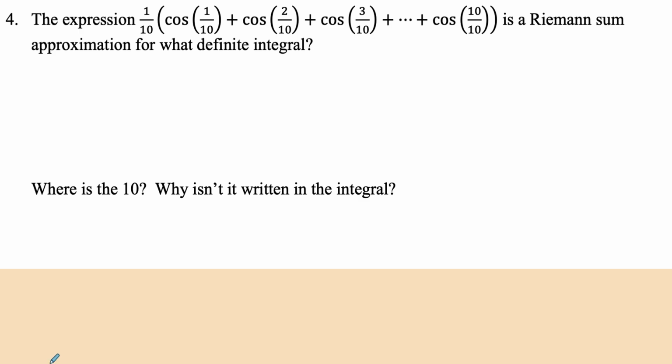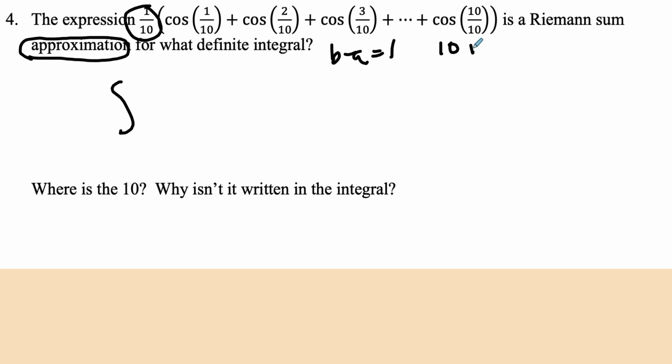And the next one says the expression is a Riemann sum approximation. This is not the exact, but what is it approximating? Can we tell what it is? Well, hopefully you can tell that this right here is our width. So we know our b minus a has to be equal to 1, and 10 probably means 10 rectangles. So that's what that 10 is standing for.